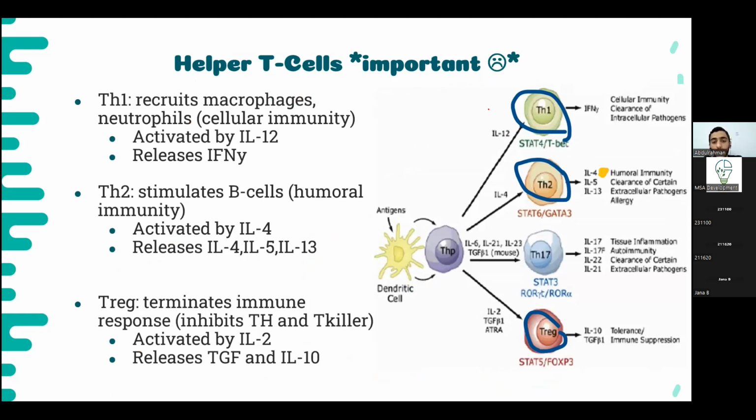Okay, so helper T cells. We have different types of helper T cells. We have these 4 types. T helper 17, you don't really need to care about it now. That's the first, and the second, and the T regulatory cell. Let's start with T helper 1.